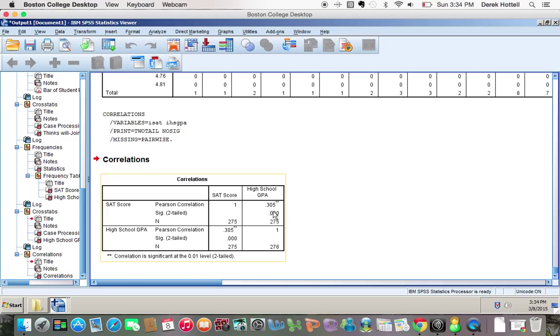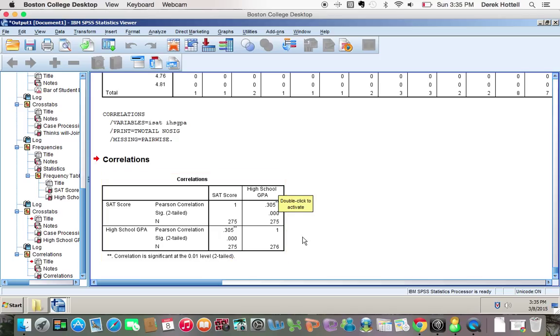If you remember from our previous video, this would say this is a relatively weak correlation, which is frankly kind of debatable. It depends upon what area you're looking at. A 0.305 in the social sciences might actually be considered more of a mid-sized correlation, but it's also positive. What that means is as GPA goes up, SAT score will go up, and vice versa. So they move in the same direction.